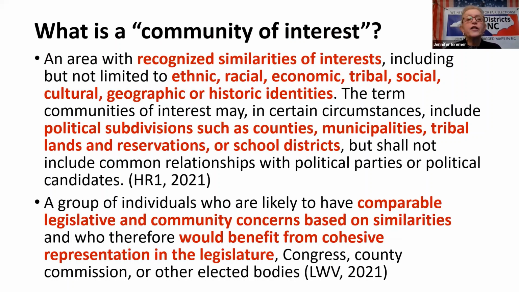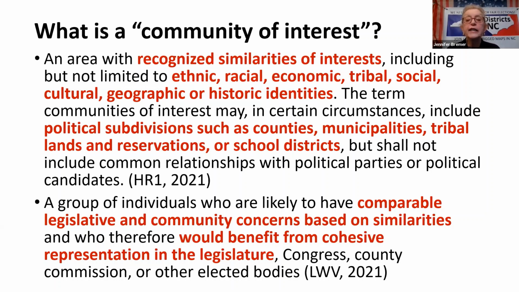It has a couple of different definitions, and they show how squishy this is because they emphasize different things. It's an area with recognized similarities of interests that include but are not limited to ethnic, racial, economic, tribal, social, cultural, geographic, or historic identities. In certain circumstances, it can include political subdivisions such as counties, municipalities, tribal lands and reservations, and school districts. But it should not include common relationships of a given area with a particular political party or political candidates. And that definition comes from H.R.